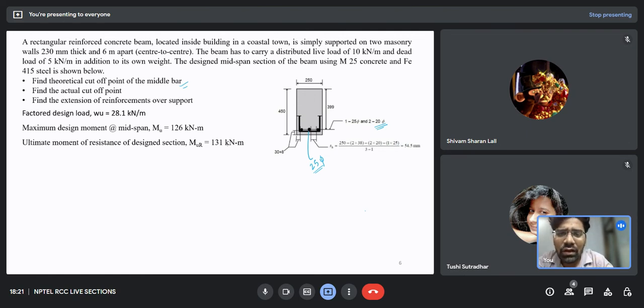So I have the limiting moment of resistance, that is 131 kilonewton meter. This 131 kilonewton meter is assuming all the three bars. Now I need to find the moment that the beam can take when I remove the middle bar. That is, there shall be only two bars in the beam, and with those two bars at that section, what amount of moment would be resisted by my beam, that I need to find. How will I do that? Can you answer me?